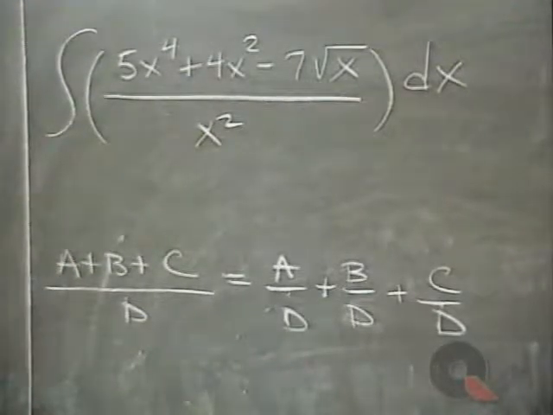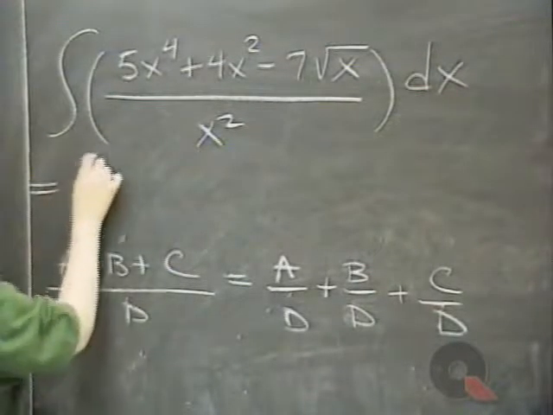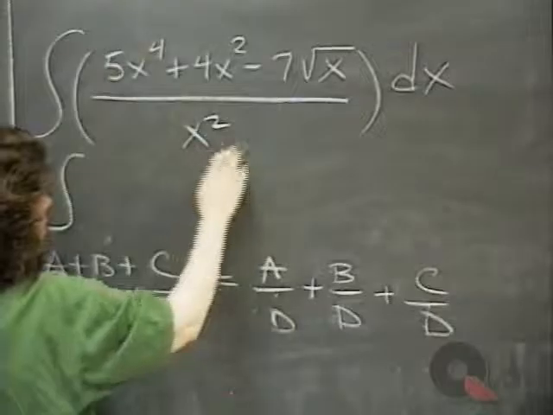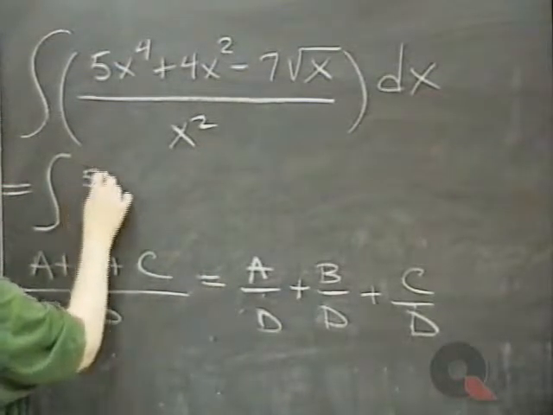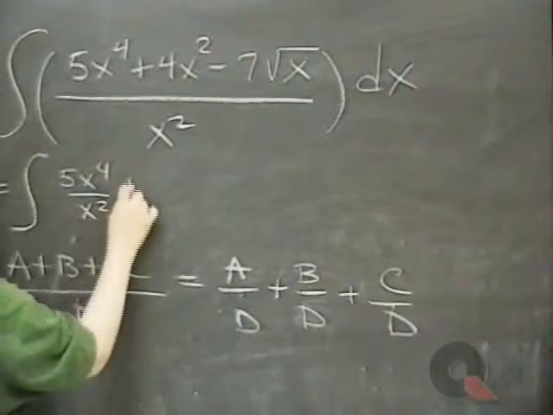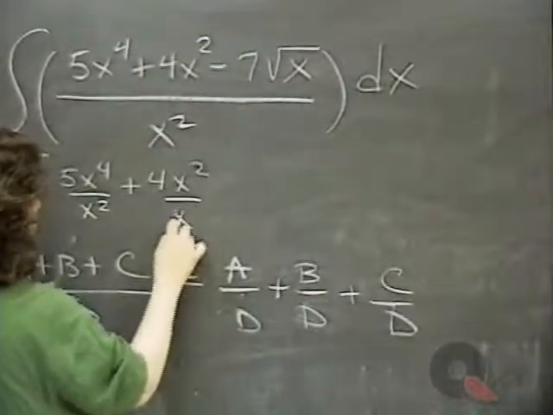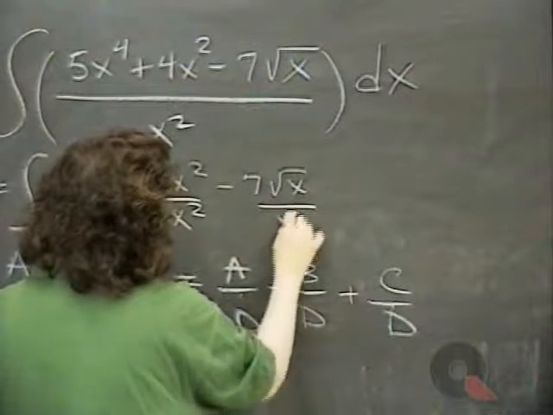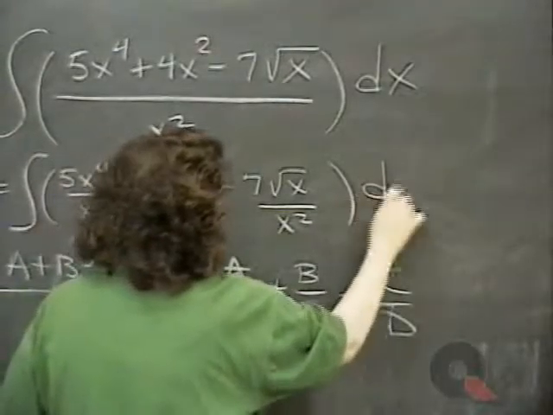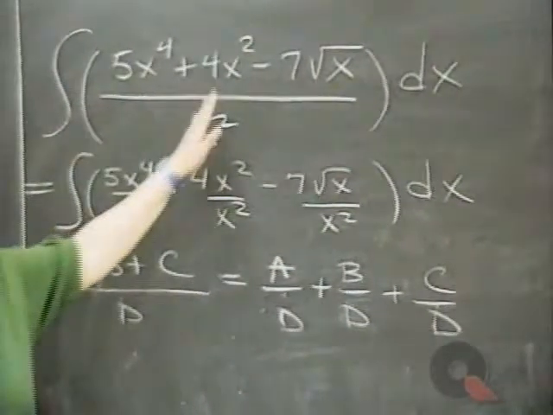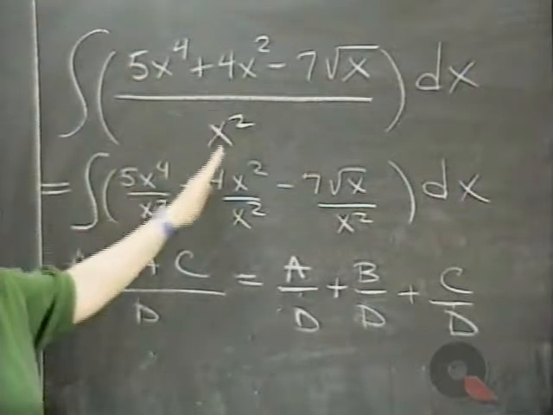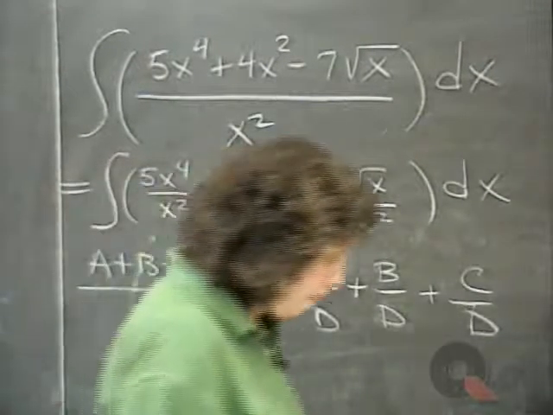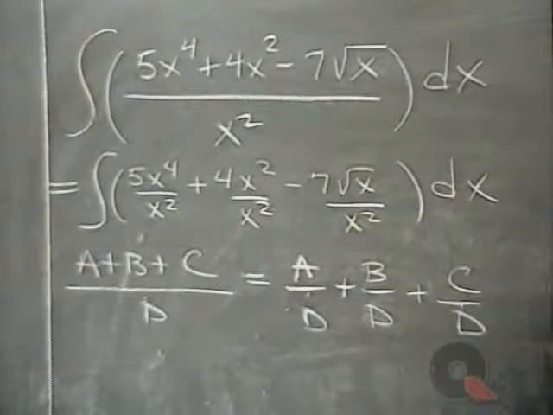And in this particular problem, it's to our advantage to break it up and do that. So instead of a plus b plus c over d, I'm going to make it a over d plus b over d plus c over d. 5x to the 4th over x squared plus 4x squared over x squared minus 7 times the square root of x over x squared, dx. Using the fact that a plus b plus c over d is a over d plus b over d plus c over d, you can only break up tops. You cannot break up bottoms.